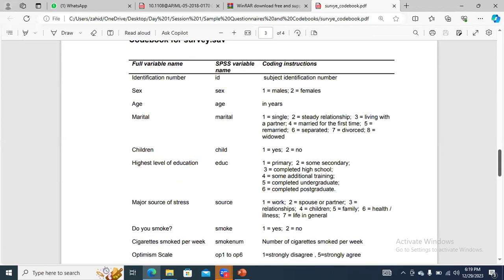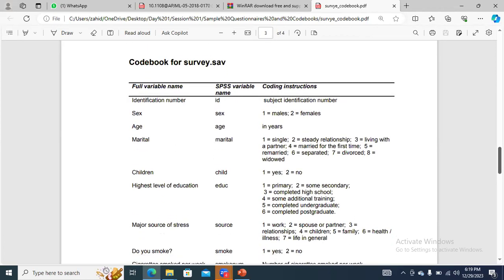In this case, how to create a code book. In the code book, you need to decide how you will codify the demographic detail and your dependent or independent variable. How will you measure it? Because a software will understand only the digits.